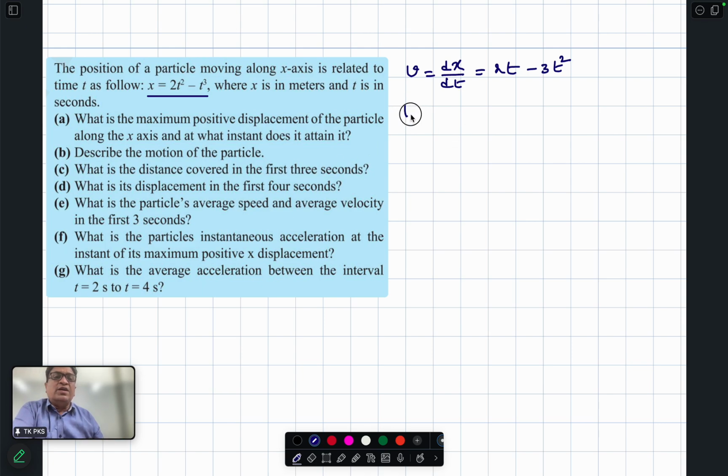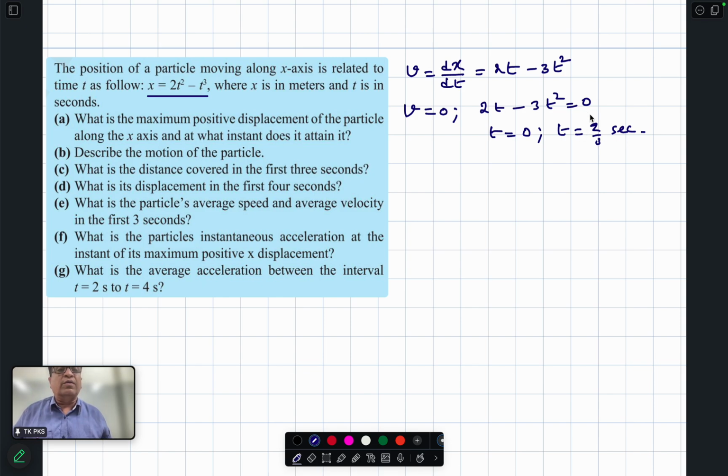Remember, velocity becomes zero on two occasions. What are they? 2t minus 3t square is equal to 0. It happens one at t is equal to 0, the other at t is equal to 2 by 3 seconds. Okay? Velocity becomes 0 at t is equal to 0, the other at t is equal to 4 by 3.